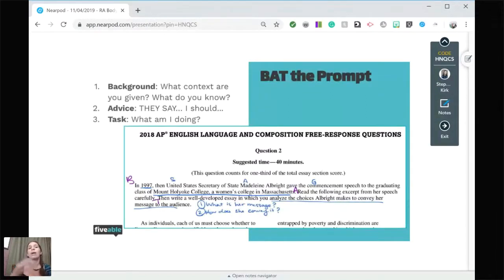Now, just in case you haven't seen this prompt in class, I wanted to make sure you had the opportunity to look at it. So you do have that link on the Fiveable worksheet that I gave you.